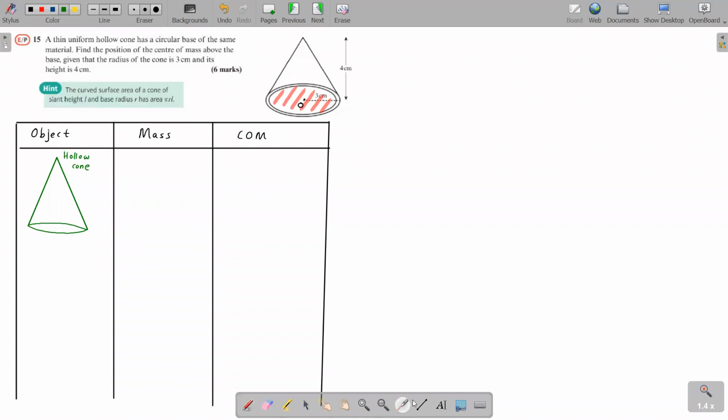Okay, guys. So over here, they have even provided you the hint. The curved surface area of a cone of slant height L and base radius R has area pi RL. So actually, they are asking you to go with area. So we'll go with the curved surface area. And if you want, you can even consider the thickness. So there's a slight thickness here, right? Because of the way they were drawing. So you can even multiply and get the thickness also. That's also okay, but it will cancel out.